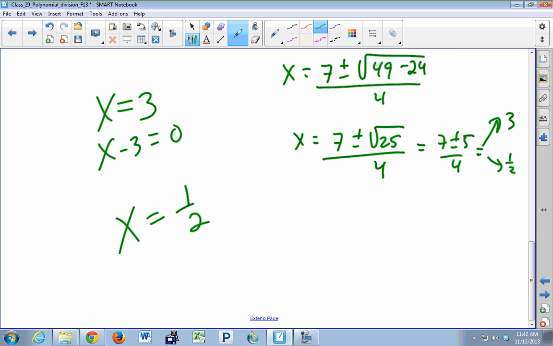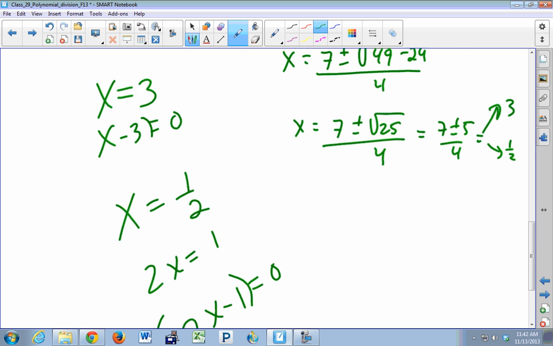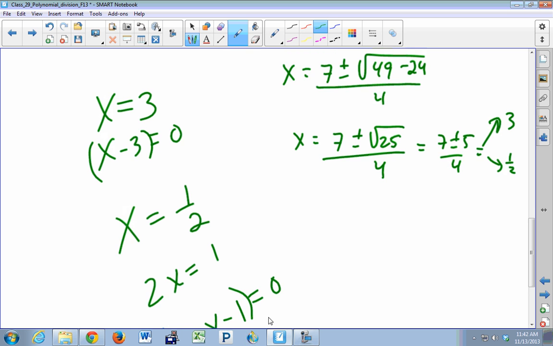Okay, you multiply both sides by 2. You make your right side equal to 0. Voila, your second factor. Okay, so that's how you could have done this with the quadratic. Yep, Mary?